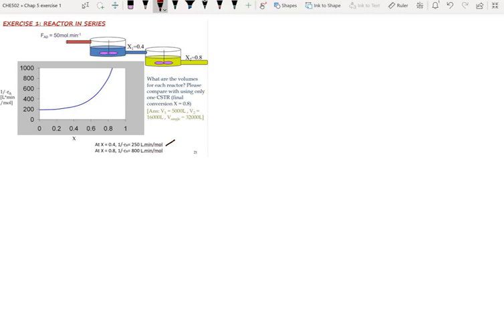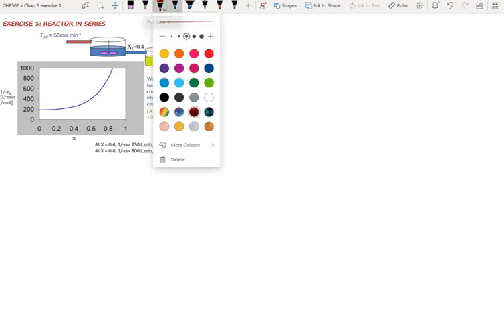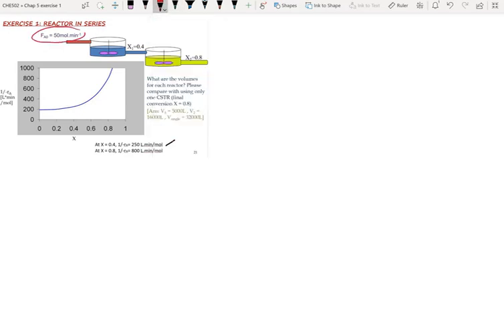You are given, at x equal to 0.4, 1 over negative RA is 250, and at x equal to 0.8, 1 over negative RA equal to 800 liter per minute per mole. You are also given FA naught. The conversion after the first reactor is 0.4, and the conversion after the second reactor is 0.8. You are also given the plot. Basically, this is a CSTR.